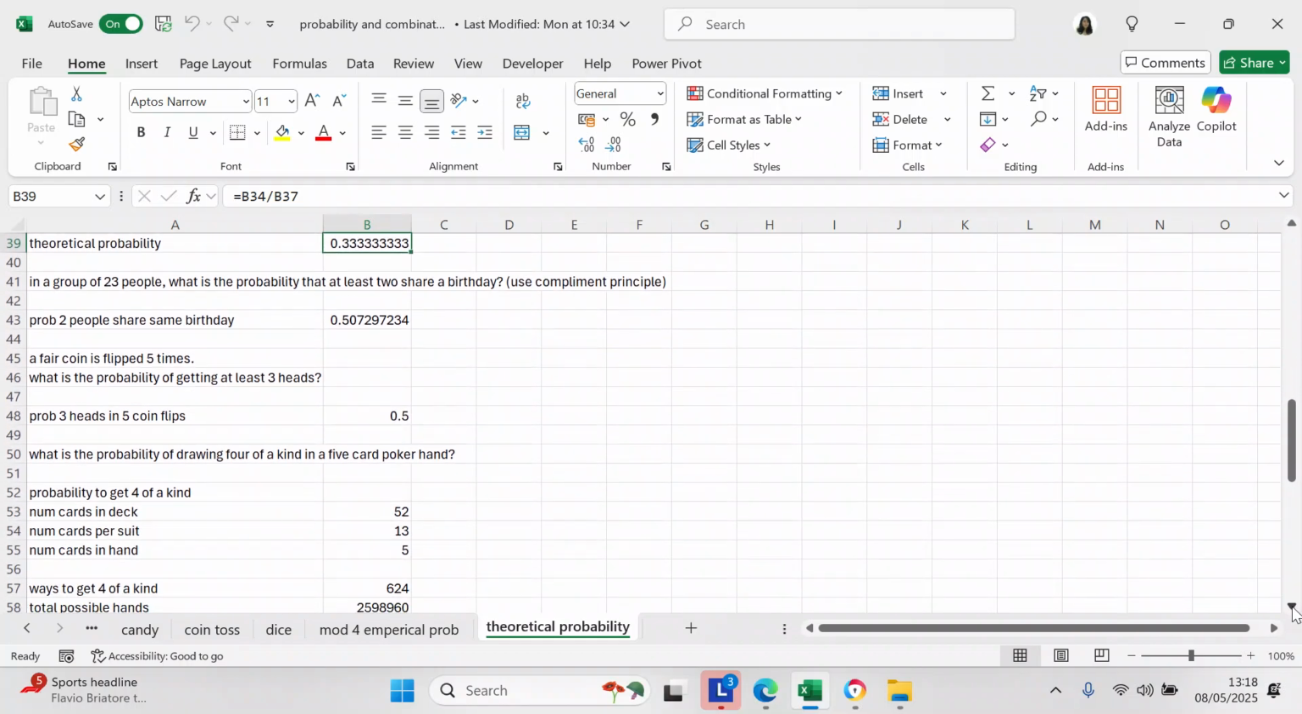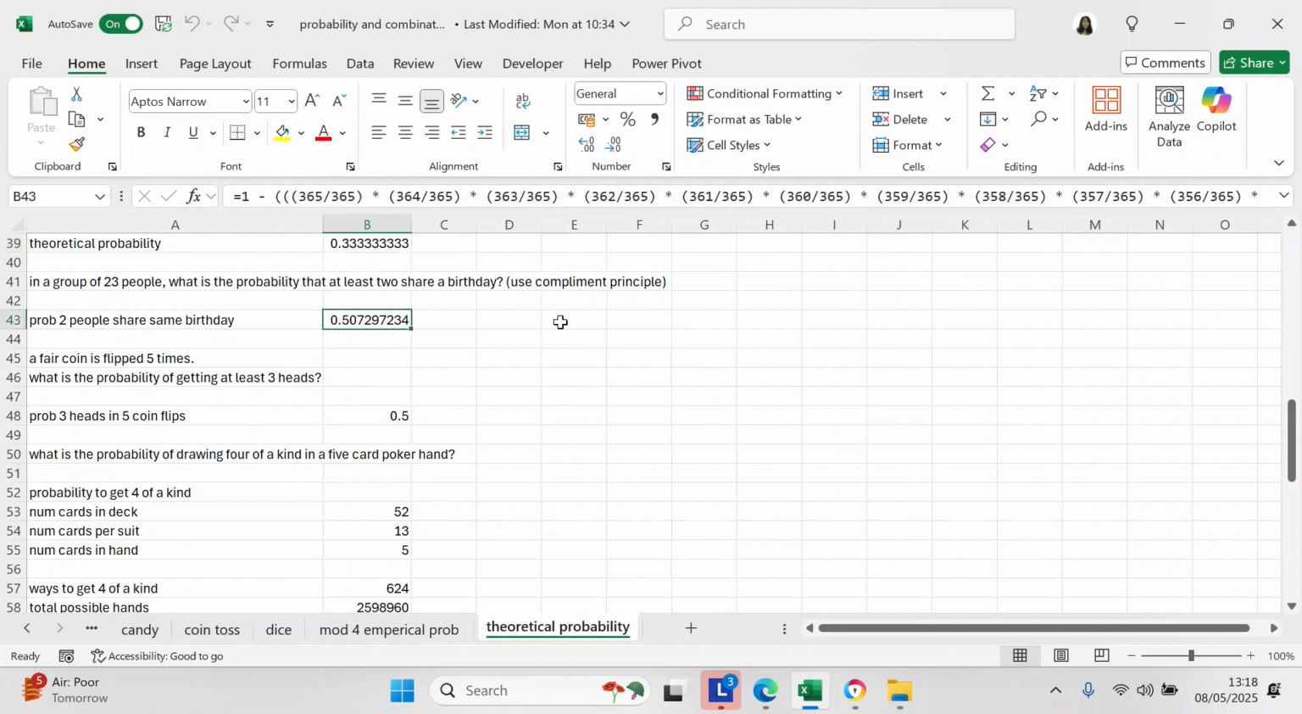The next question we have is, in a group of 23 people, what is the probability that at least 2 share a birthday? And you have to use the complement principle. So the probability two people share the same birthday.